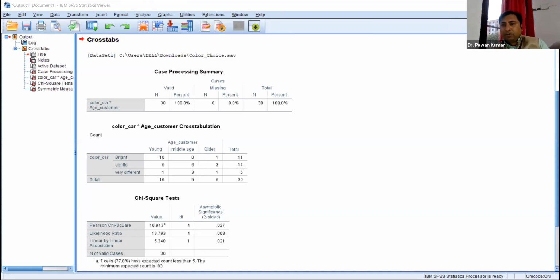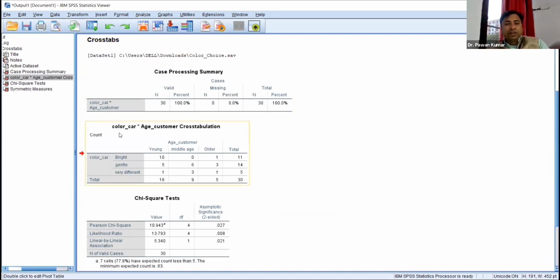Can somebody please write in the chat box so that I'm confident you are looking at it? Now you just copy this whole report and paste it in the research paper, in the thesis, or in any project. So this is the case processing summary. Case processing summary simply tells whether there are any missing values in the data. You can determine this from the case processing summary.